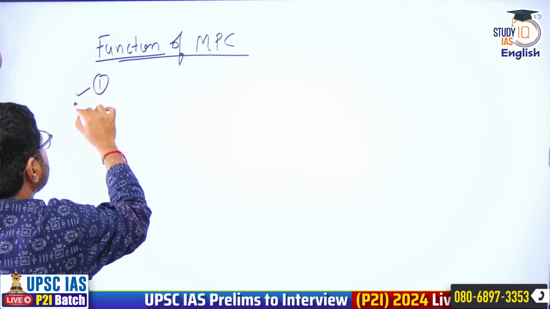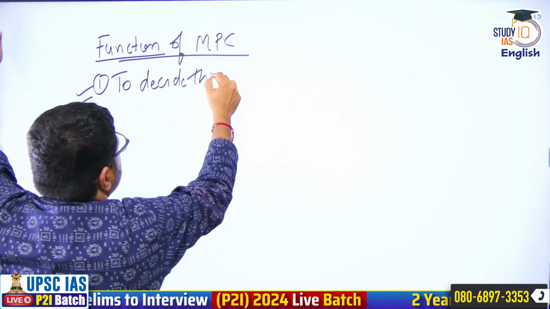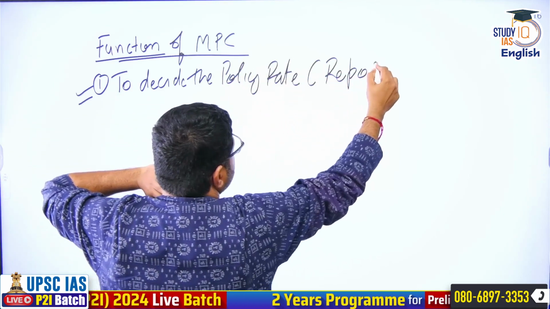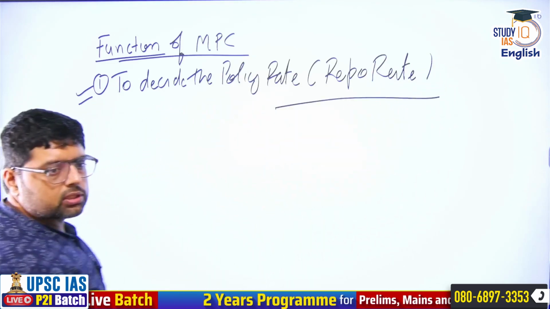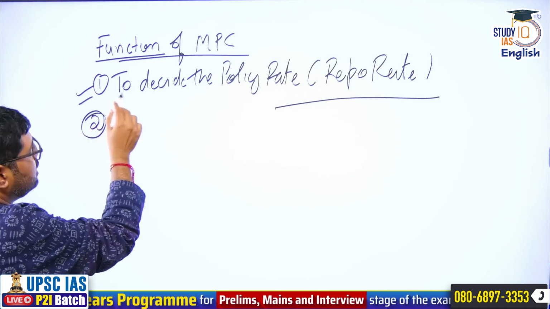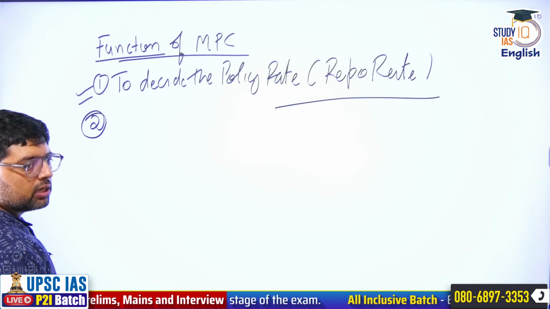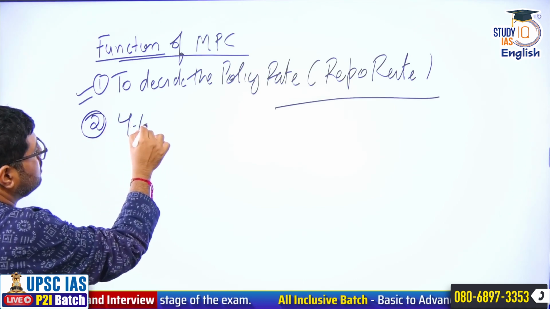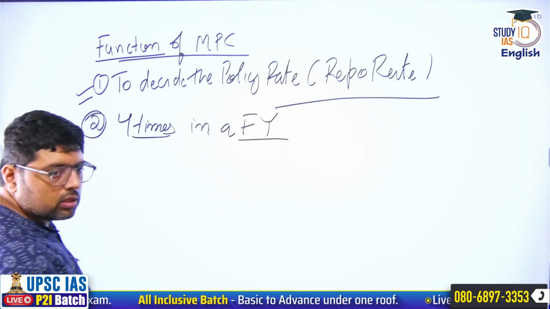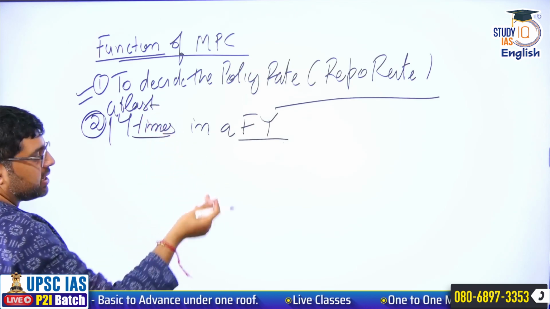MPC? The function of MPC is basically to decide the policy rate. When I say policy rate, we are talking about repo rate and reverse repo rate. This is what they have to decide. Clear? Now, to take decisions, it is mandatory, as per the RBI Act, that they must meet at least 4 times in a year, meaning in a financial year. The word at least is there. So minimum 4 times, maximum it can be anything.